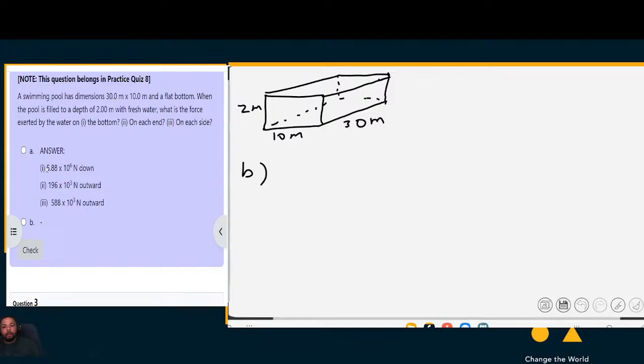Now B, they want the pressure. The next question is the pressure on each end. Okay, so the pressure on each end. In this case, the pressure on each end, the ends of the pool, so we have vertical rectangles, right? Here it's 2 by 10 meters, so the area is 20 square meters.